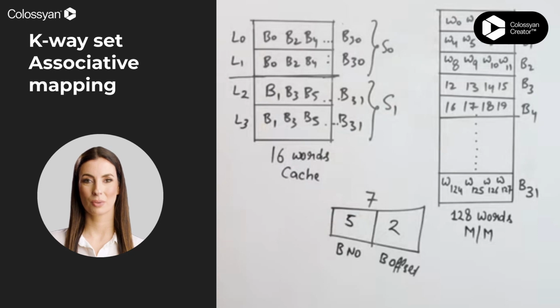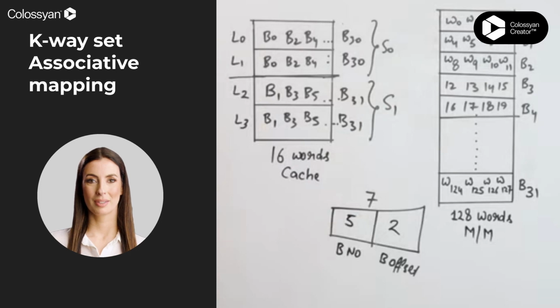In cache memory for two-way set associative, the cache is divided into 2 parts. For four-way set associative, the cache is divided into 4 parts, so blocks will be placed according to the formula K mod n, individually in cache memory.